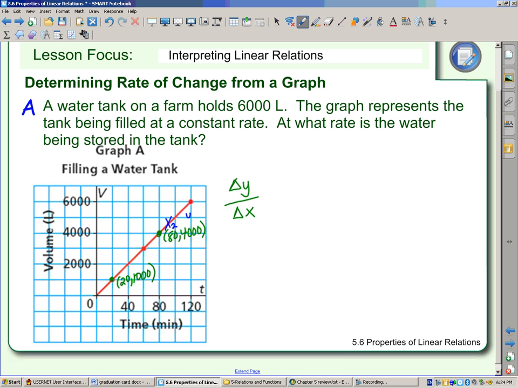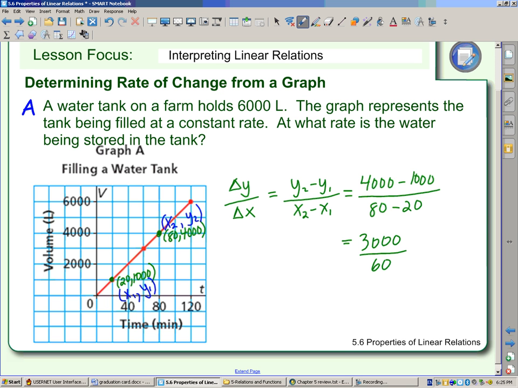All right, so if I think about what this represents, let's call this point 2. So this is the x coordinate of point 2, the y coordinate of point 2. This would be the x coordinate of point 1, the y coordinate of point 1. So we're looking at the differences in the y values over the differences in our x values. So we have 4,000 subtract 1,000 over 80 subtract 20, which gives us 3,000 over 60.